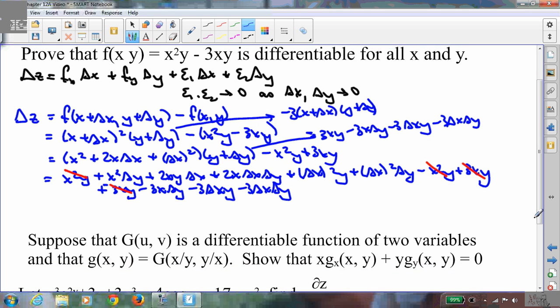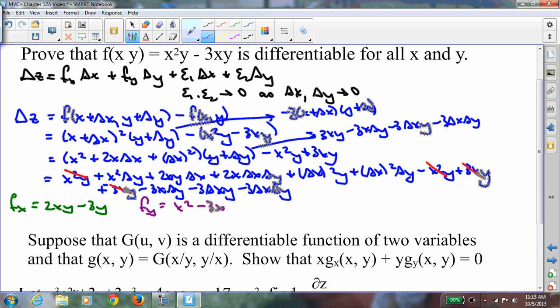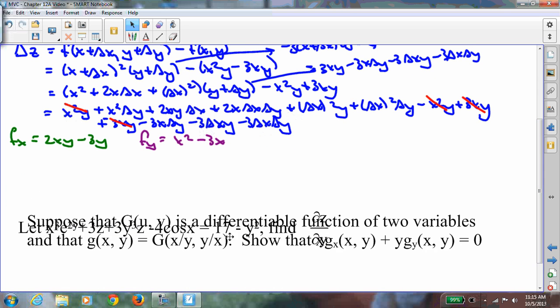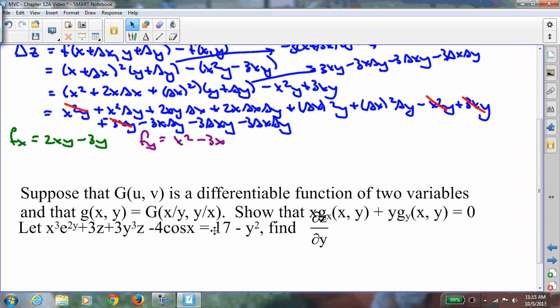Alright, so now I want to look for my partial with respect to x terms and my partial with respect to y terms. So my partial with respect to x term would be the 2xy minus 3y. My partial with respect to y, going all the way back to the beginning, would be x squared minus 3x. So now I've got to look for both of these terms in my problem here.